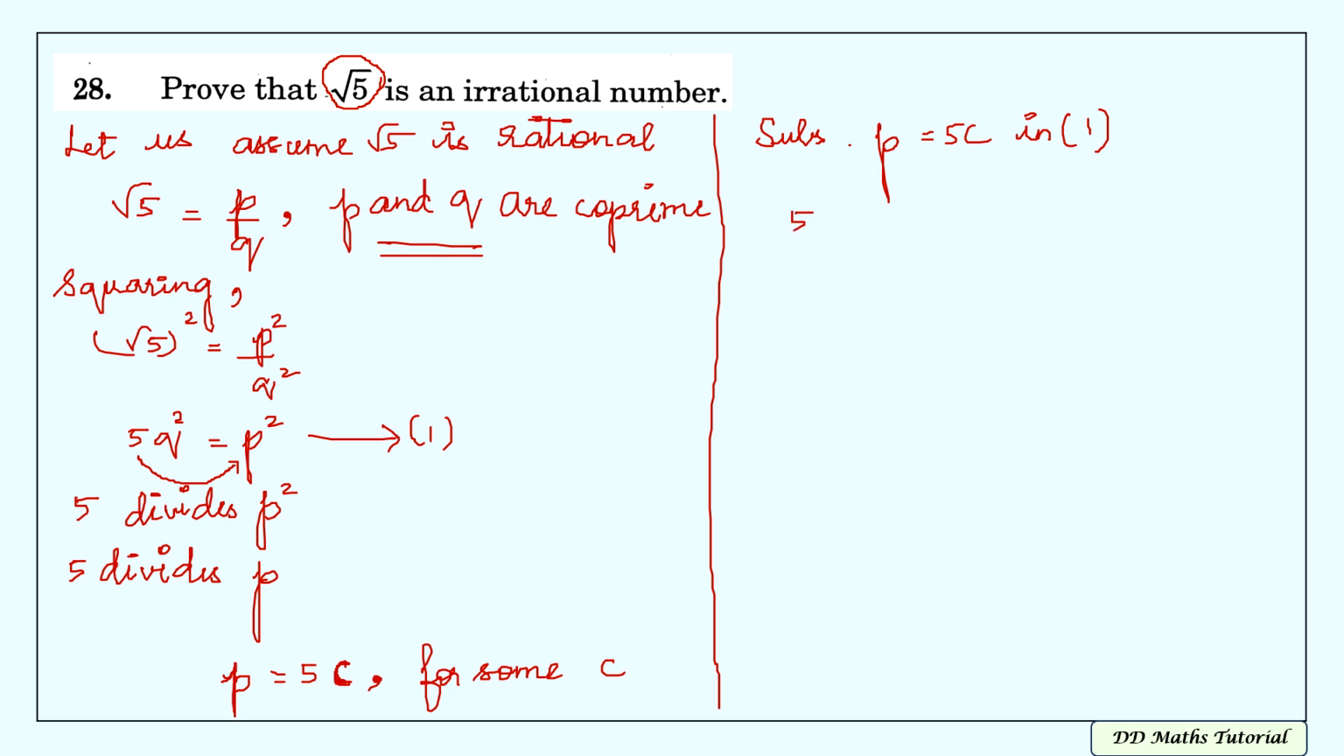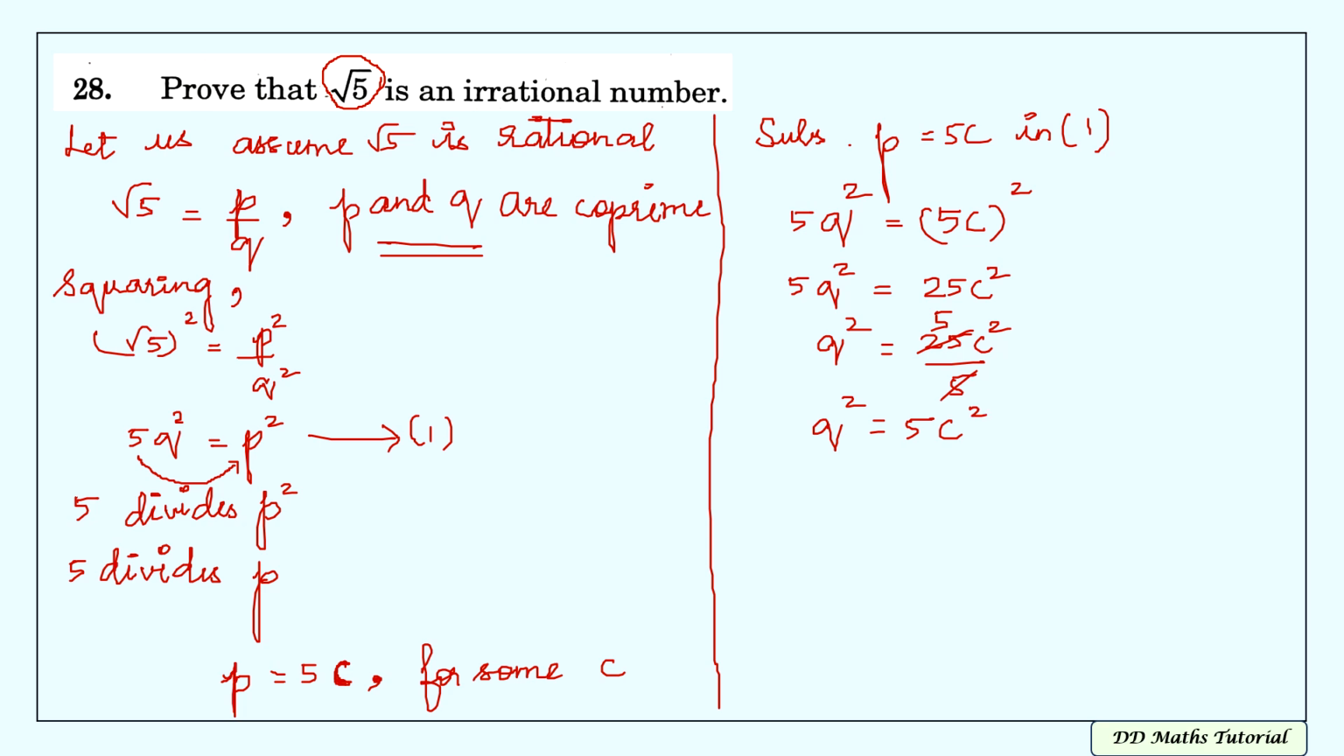We have on the left hand side 5q square, which is equal to p square. So instead of p, we are going to write it as 5c the whole square. So it becomes 5q square is equal to 25c square. When we transpose this 5, it becomes q square is equal to 25c square by 5. Once we cancel it, we get q square is equal to 5c square.